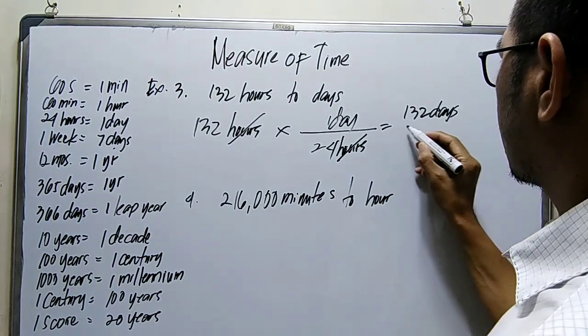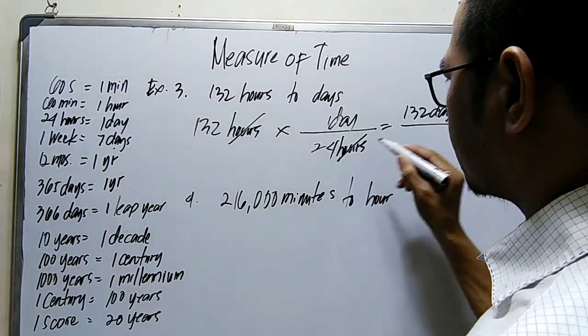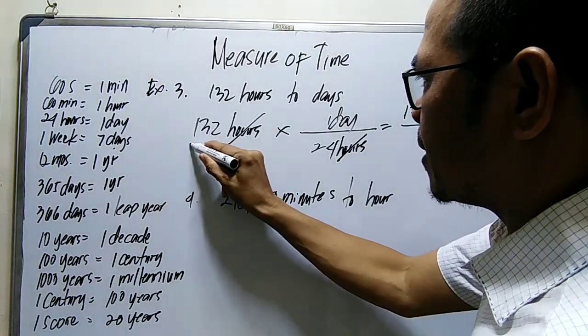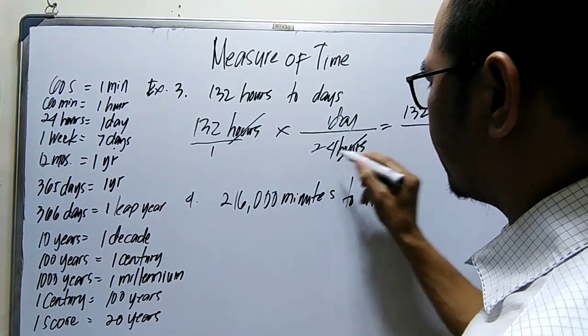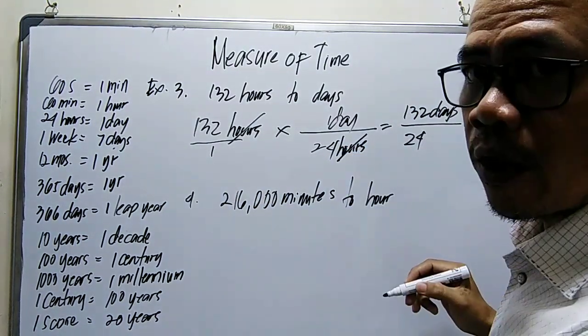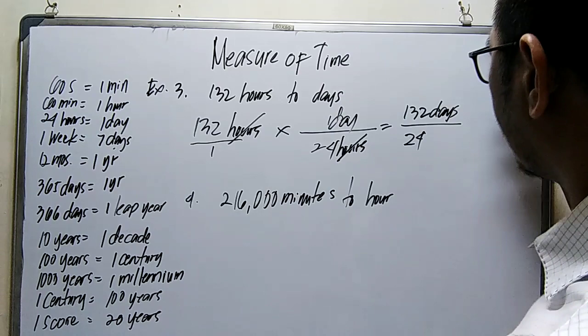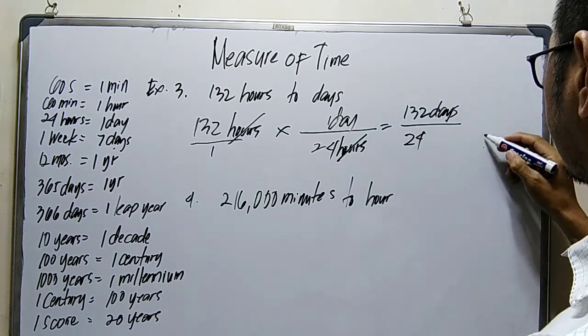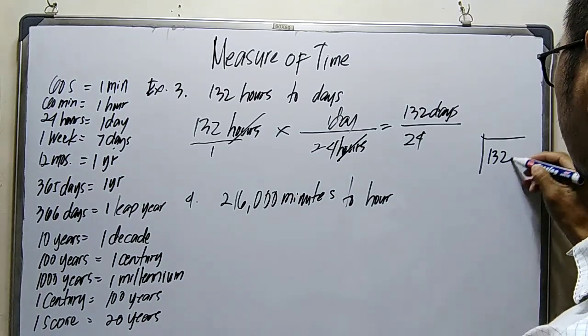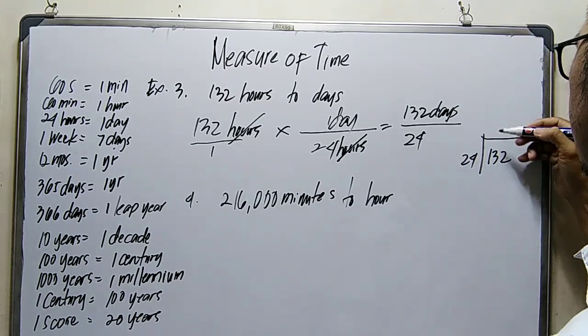Okay? Over, kopyahin natin yan si 24. Kasi mayroon pang over 1 yan, di ba? So, 1 times 24 is 24. Nakuha? And then, i-divide natin yan. I-divide natin yan. 132 divided by 24, 5.